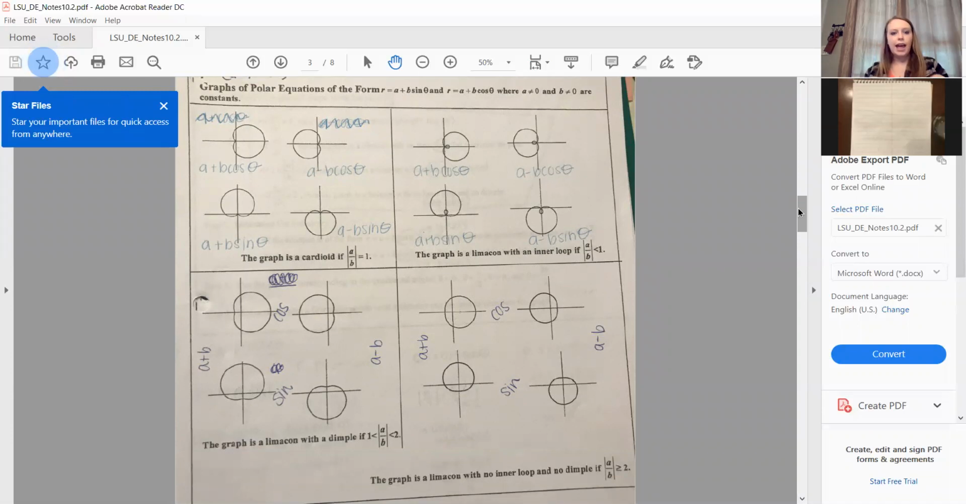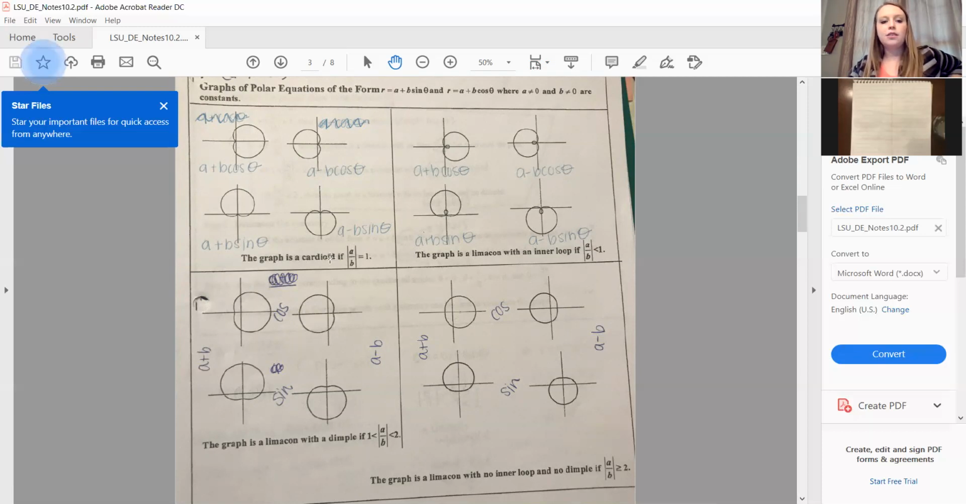Again, sine and cosine go with x versus the y-axis. These have cosine, so they're on the x-axis. If it says plus b, it's going to be on the positive side. If it says minus b, it's going to be on the negative side. Down here, these are sines. Again, plus b goes at the top, minus b goes at the bottom, sine goes with the y-axis.